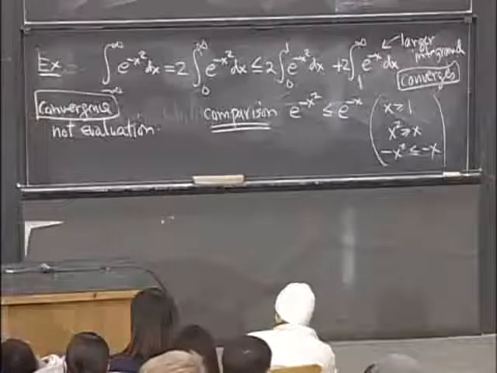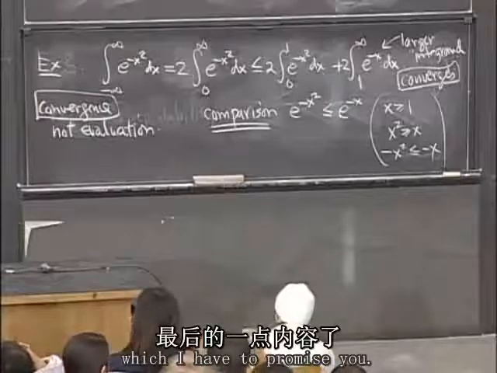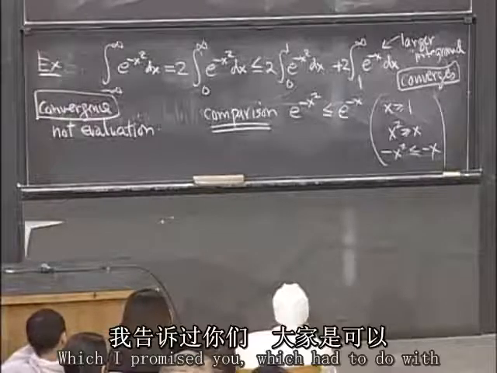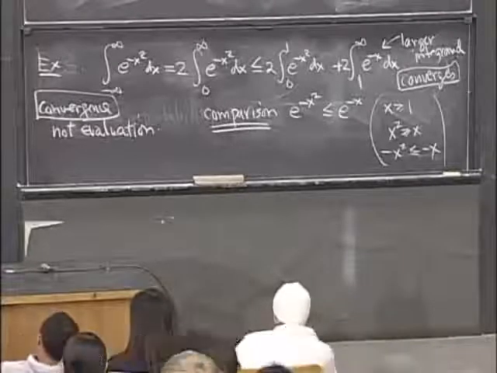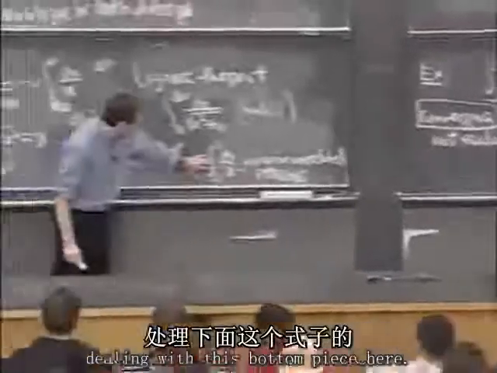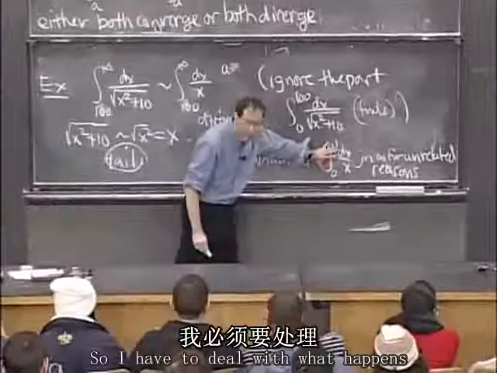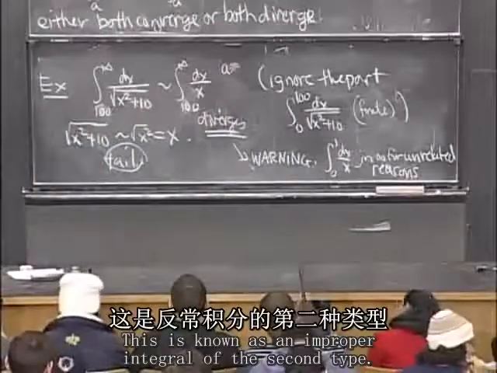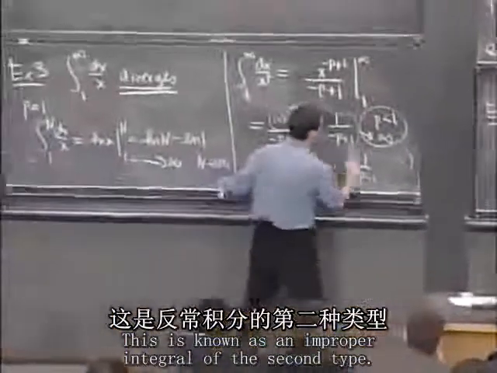All right. Now, there's one last item of business here which I promised you, which had to do with dealing with this bottom piece here. Okay? So I have to deal with what happens when there's a singularity. This is known as an improper integral of the second type.